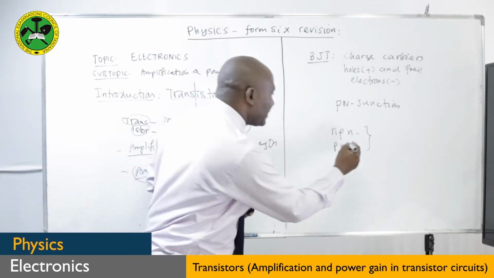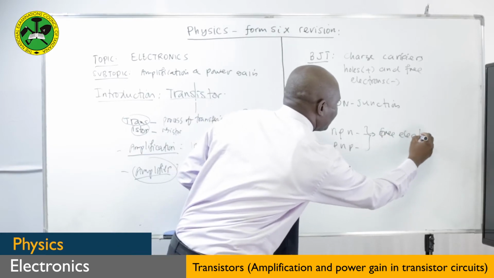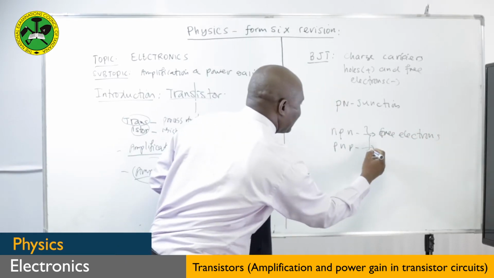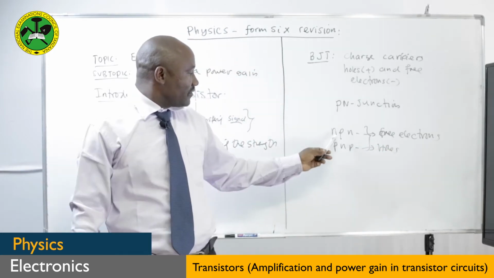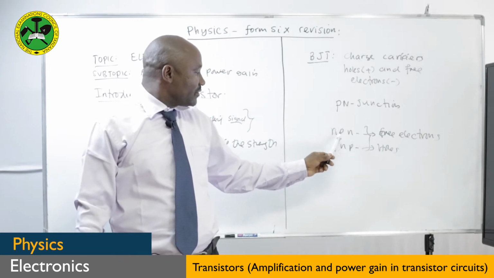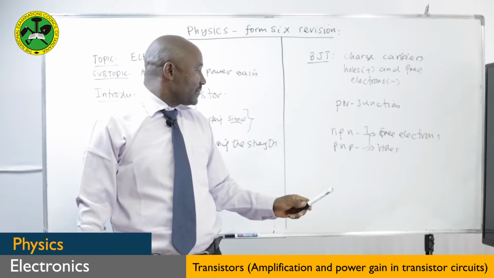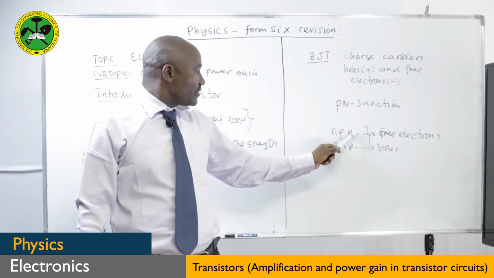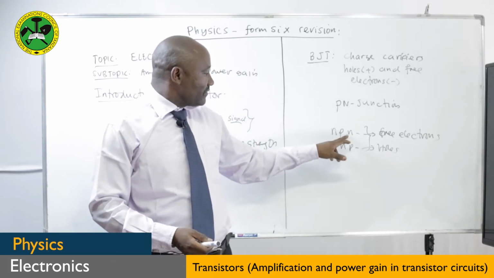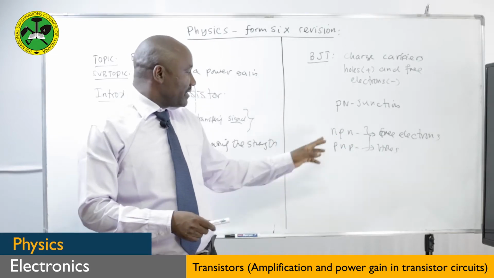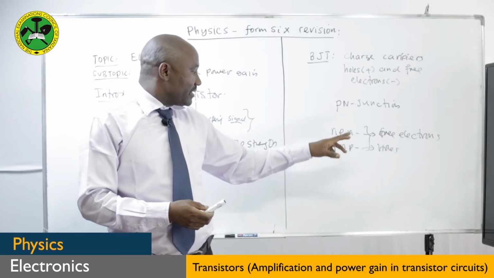Here, the majority are electrons, free electrons. Here, the majority are holes. When we talk of majority, if you take this arrangement of NPN, you can see we have two N regions, and here we have only one P. So most of the charge carriers present here are free electrons. The name of the transistor changes depending on the majority charge carriers present. Here we have NPN and PNP.